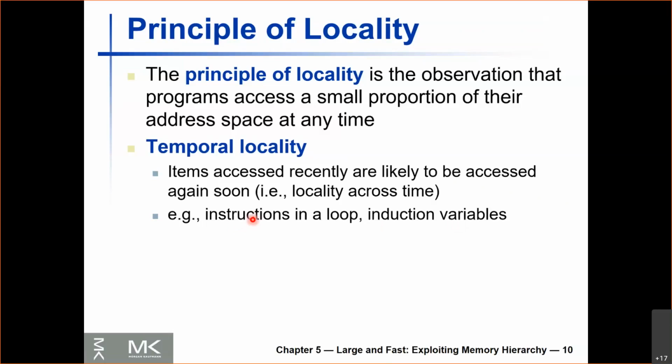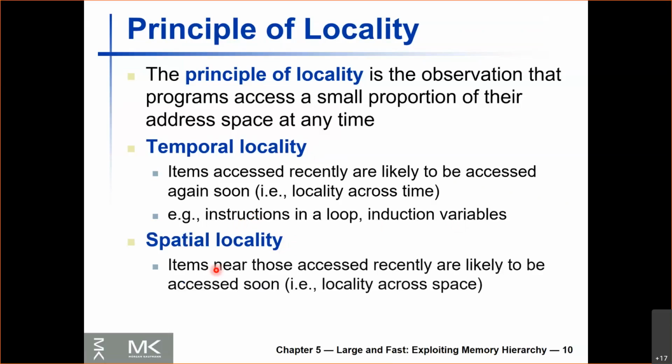Okay, and that is where this idea of temporal locality comes from. The other type of locality is spatial locality. What spatial locality says is that items that are nearby the items that we recently accessed are also likely to be accessed soon. So in other words, this is locality across space. Temporal locality says there's locality across time. It says if I access something, I'm likely to access the same thing again.